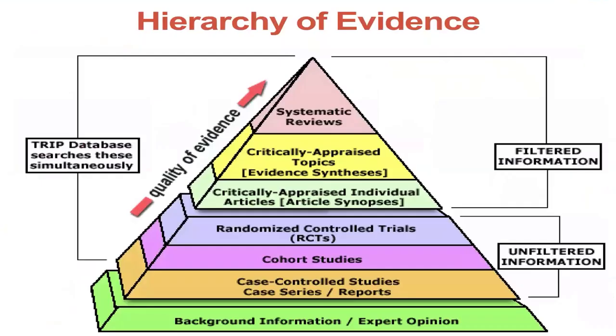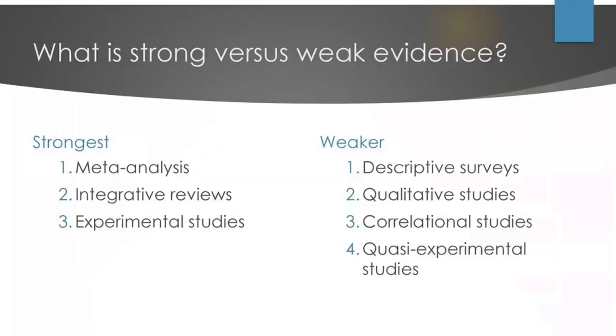So you are all aware of this hierarchy of evidence. This shows you how you get the best evidence. Based on this picture, there are 2 types of evidence: strong evidence and weaker evidence. The strongest evidences are meta-analysis, integrative reviews, and experimental studies, that is RCT mainly. Weaker evidences are descriptive surveys, qualitative studies, correlational studies, and even quasi-experimental studies.